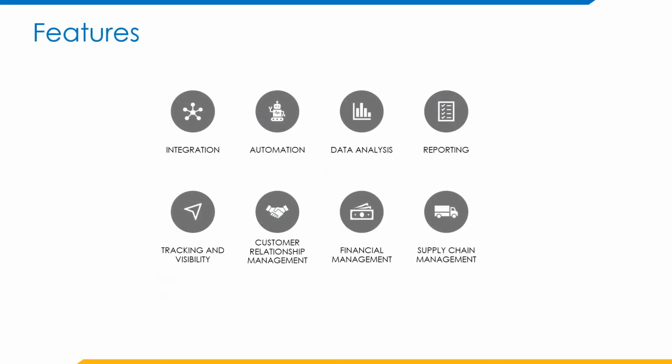Looking at the features of an ERP system, the first feature is integration. As an ERP system collects data from various departments, this can lead to inefficiency due to data silos. One of the most significant features of an ERP system is creating a central view of all the essential financial, operational and business related data.